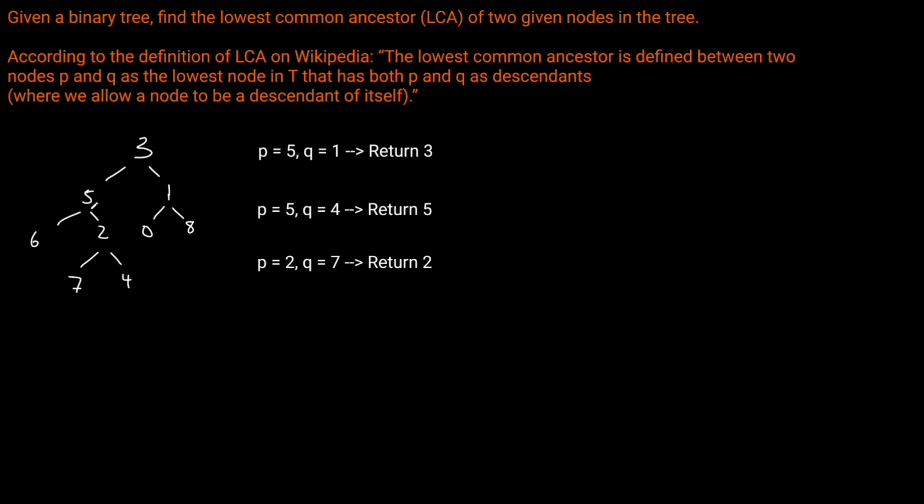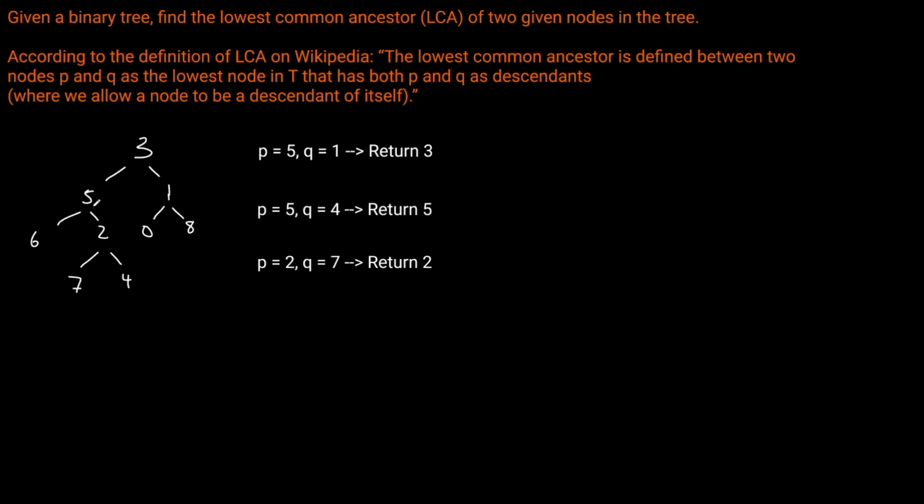In the first case, the two nodes will be on opposite sides of the tree. And what we want to do is find the first node where they converge, where they would meet. So the first node where going to its left and its right, we would be able to access both the nodes. So that's the case when P equals 5 and Q equals 1.